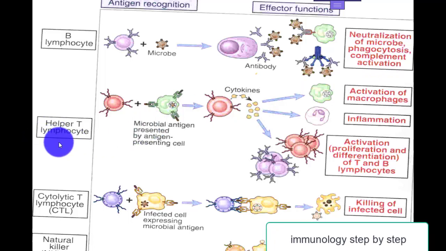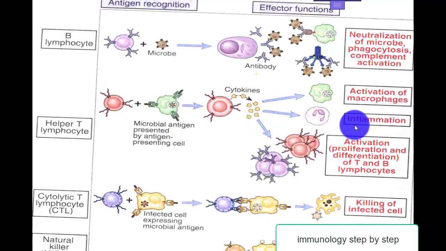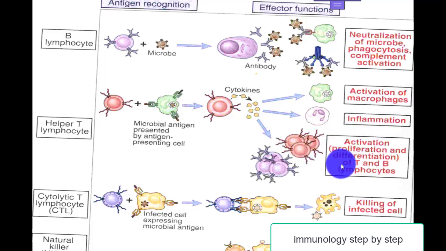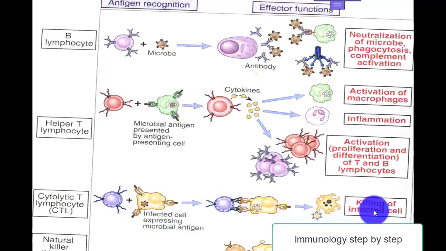Helper T cells, T lymphocytes: here, activation of the macrophage and inflammation occur, and activation, proliferation, and differentiation of T and B lymphocytes. Cytotoxic T cells, CTL: killing of the infected cells. Natural killer cells also kill infected cells.